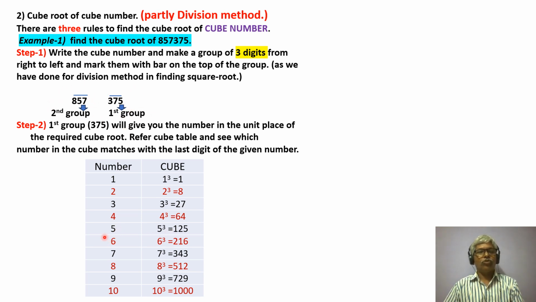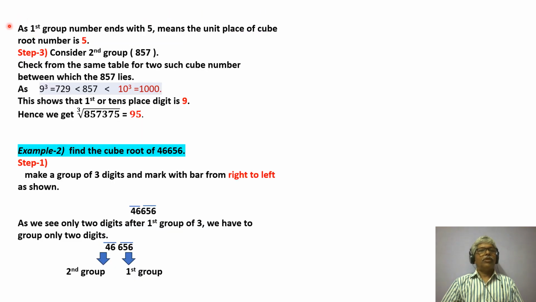Okay. So this is the second step. We write 5 first and move ahead for the further step. See here, as the first group number, that is the right hand side group, ends with 5, it means the unit place of the cube root is 5. Okay. Cube root number is 5. Very simple argument.